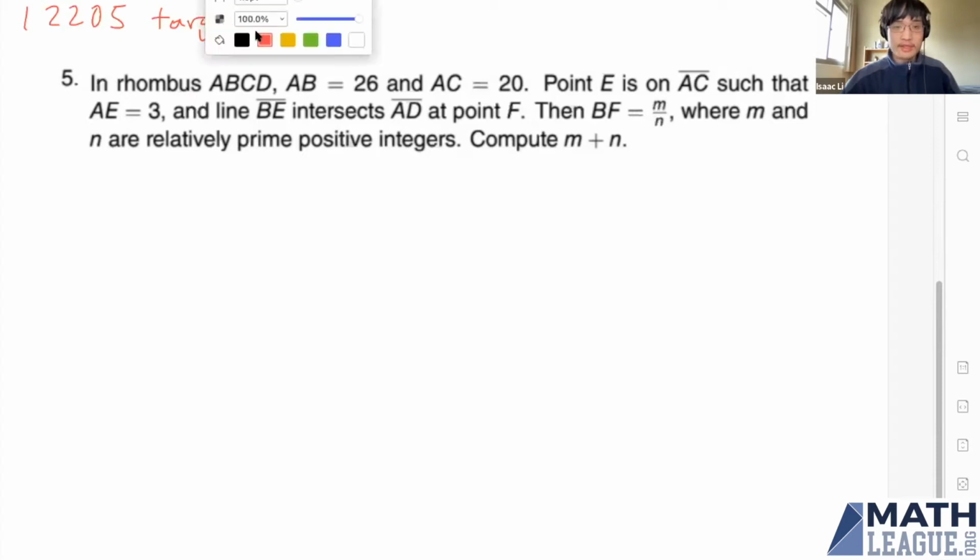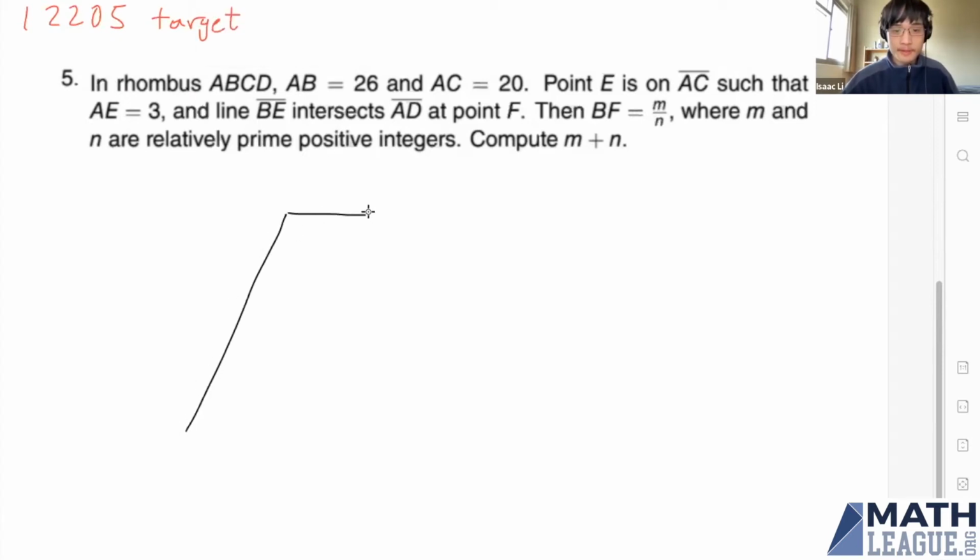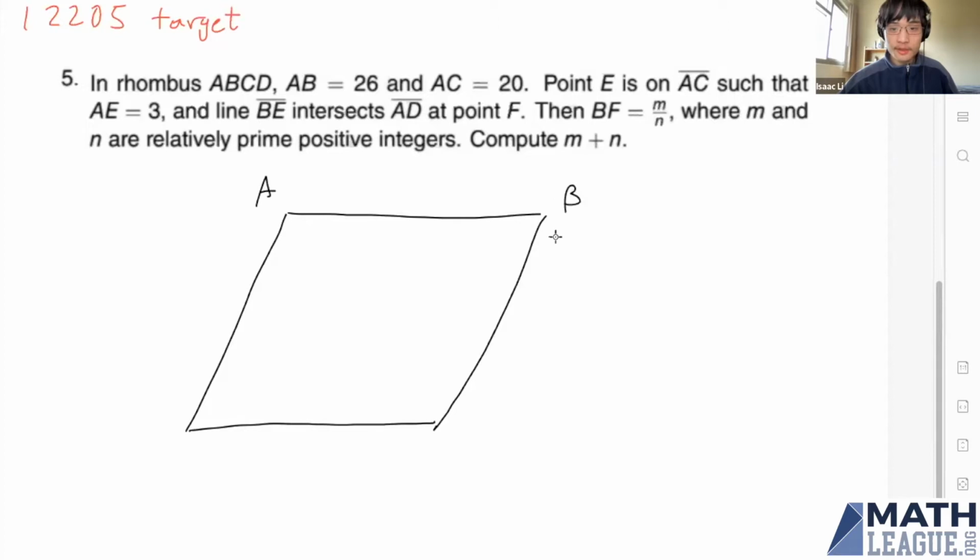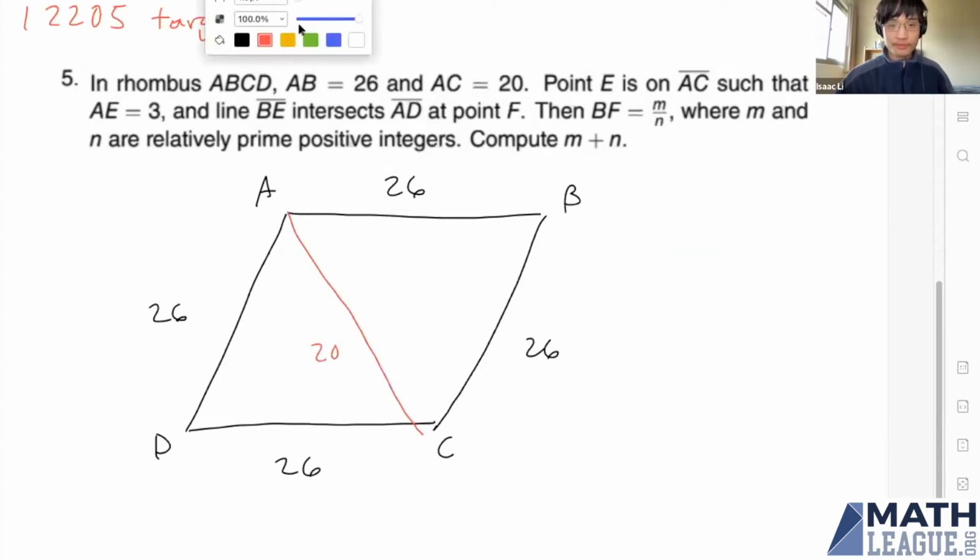In rhombus ABCD, I'll be drawing it meanwhile. Here is our rhombus ABCD. We are given that AB is equal to 26, so all of these side lengths are 26. And AC is equal to 20. Then we have point E somewhere on AC, so that AE is equal to 3. And line BE intersects AD at point F. Then we want to find the length BF.